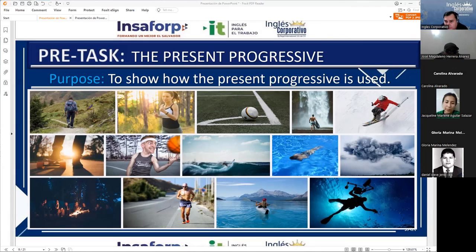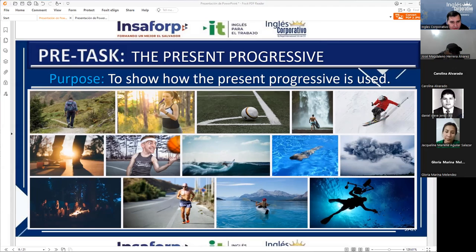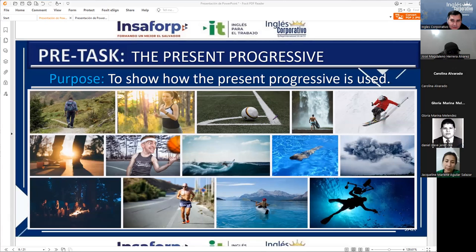Okay, we have the first one. What's a man doing? Hiking. He's hiking, right? What's the lady doing? She's jogging. Okay, jogging. And what are these people doing? Soccer. Okay. What are they doing? Baseball. She's playing baseball. What are they doing? It's picture, teacher. What are they doing? They are playing soccer.